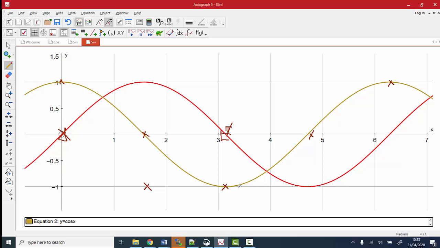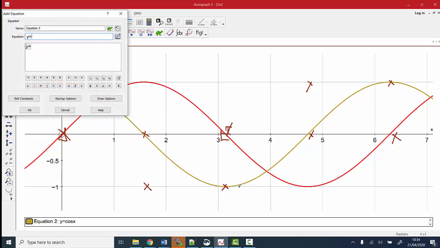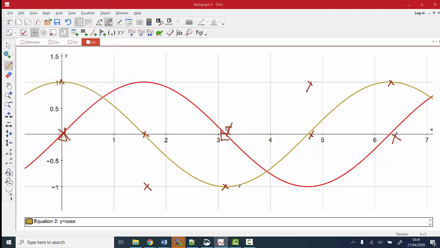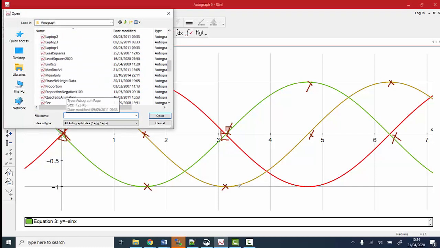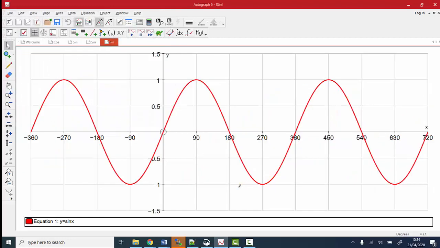At this point here, the gradient is 1, and at this point here, the gradient is 0 again. So what happens if we join up these points here? Well, it turns out that if we differentiate y equals cos x, we get y equals minus sine x. Now then, we're going to do something slightly different. We're going to look at a particular section of each of these graphs.